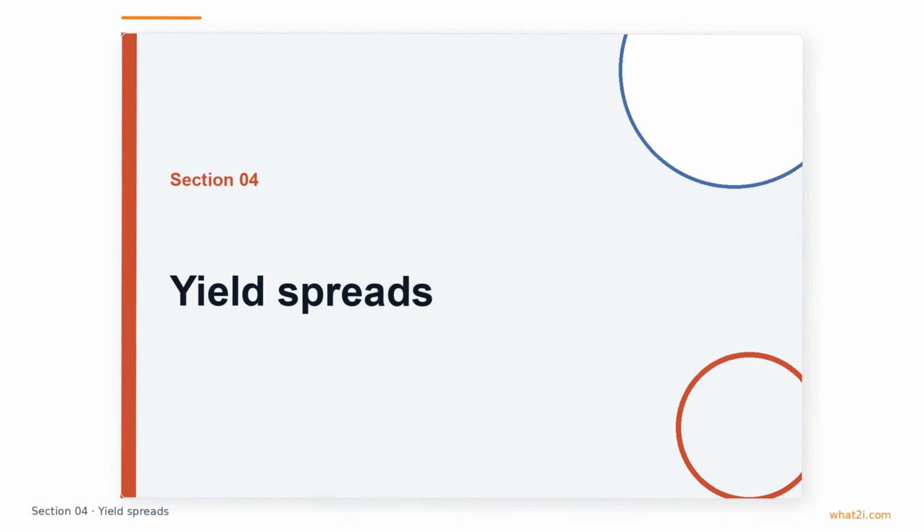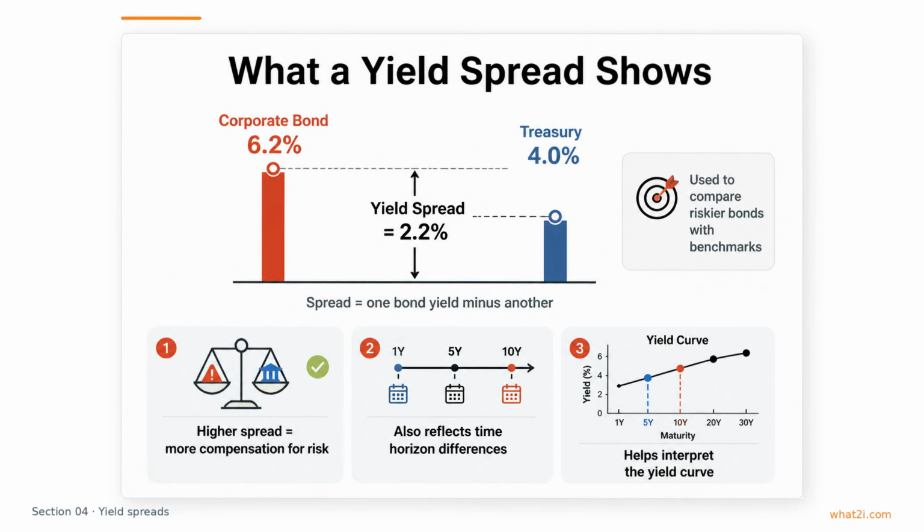Section 4. Yield spreads. A yield spread is simply the difference between the yields of two bonds. That difference helps investors compare how the market is pricing risk, time, or relative value. For instance, if a corporate bond yields more than a treasury, the spread shows the extra compensation investors demand to hold the riskier bond. Spreads are also useful within the yield curve itself, such as comparing the 10-year treasury yield with the 2-year treasury yield. In that sense, spreads give us a compact way to compare bond market signals. They turn broad relationships into numbers we can track.